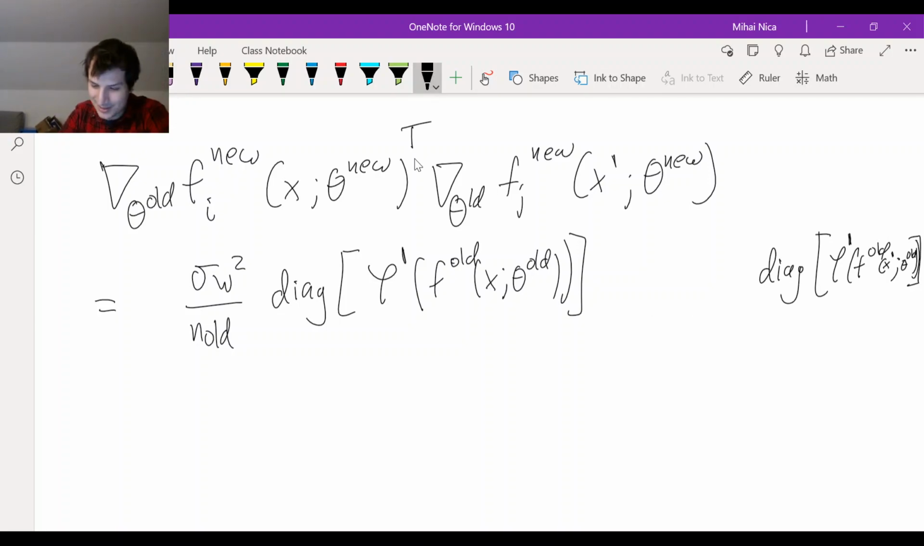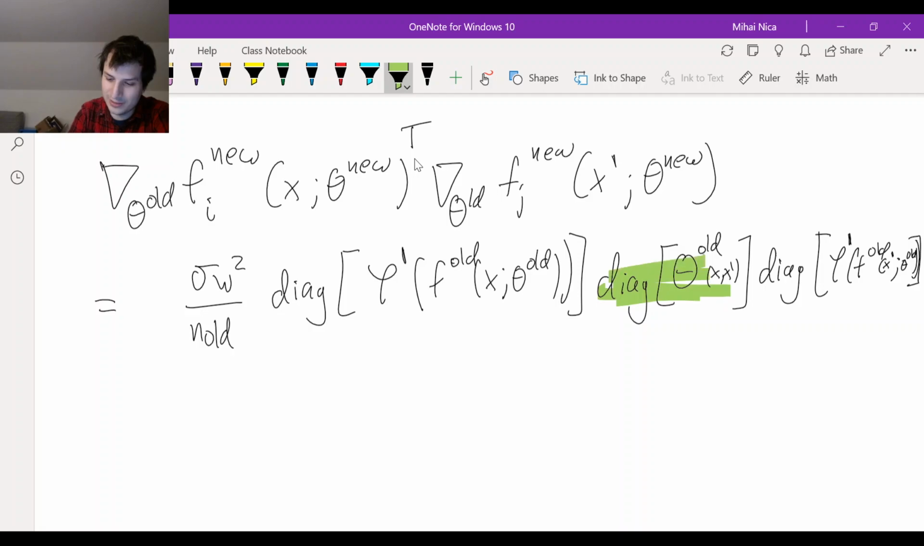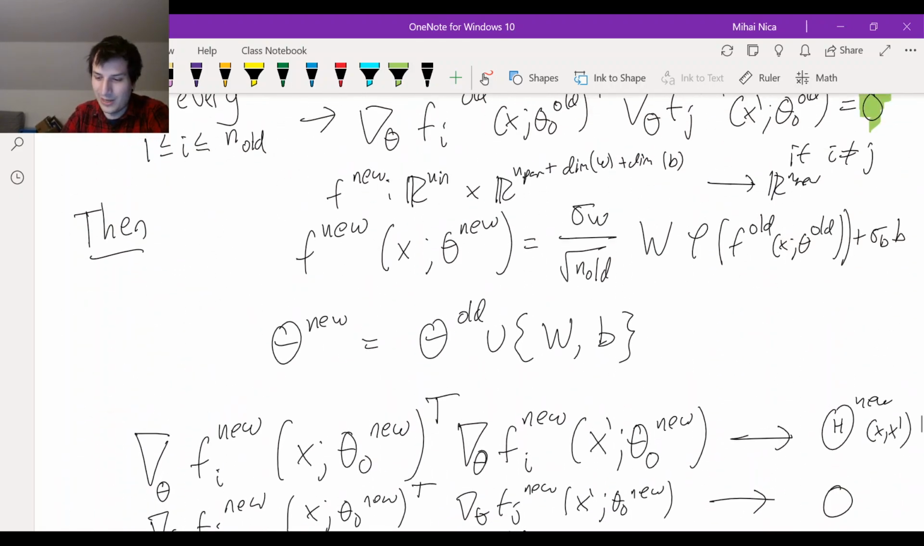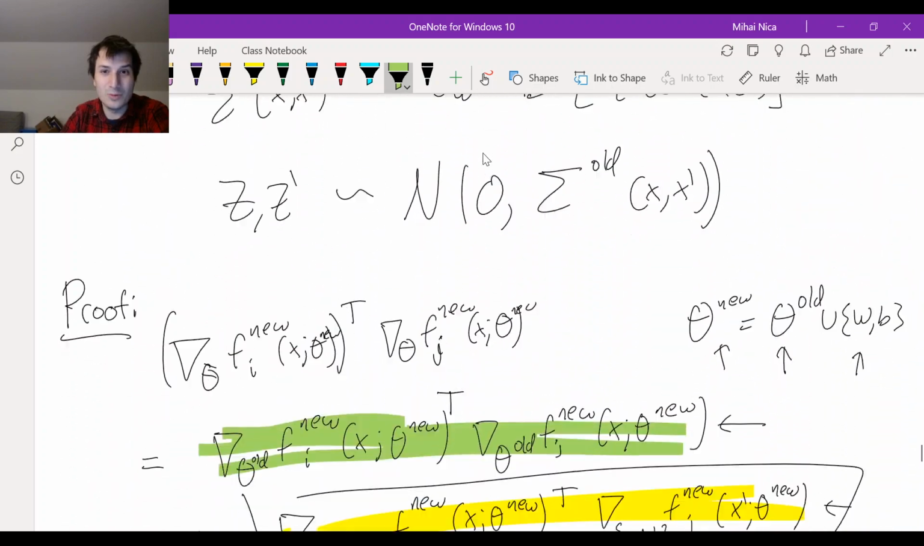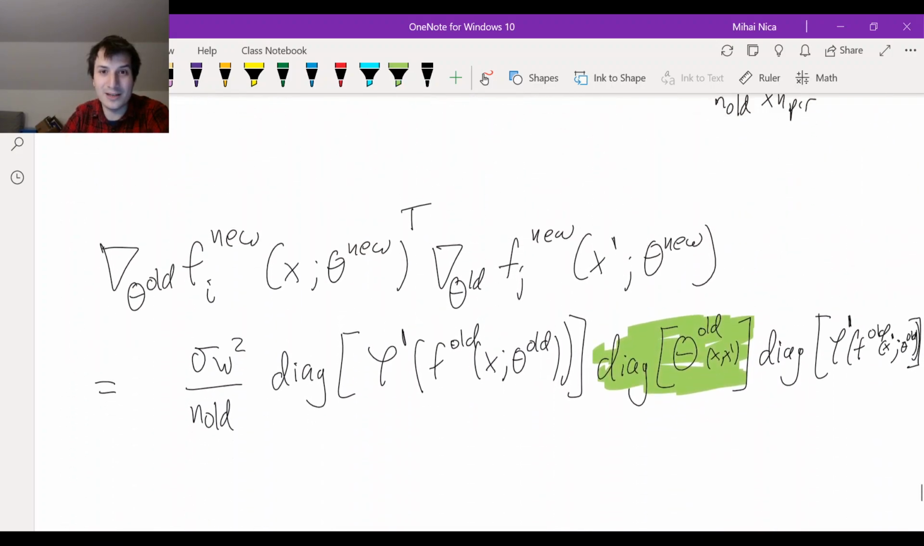Okay, so what you end up with is this diagonal matrix, the diagonal matrix of theta old x prime. And that comes from the hypothesis. So I'm going to highlight this in green because it comes from this green hypothesis way up here. By this hypothesis, that is what we are replacing at this point, because when you multiply these two things out, you have the gradient of the old parameters, and we know those are theta old. Okay, so now you have a product of three diagonal matrices.